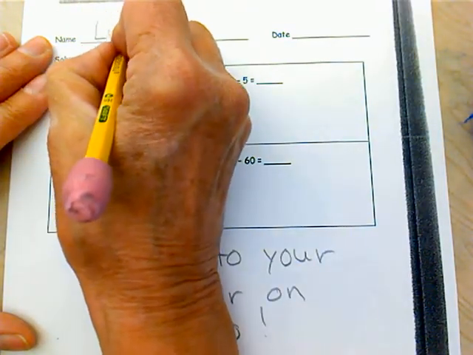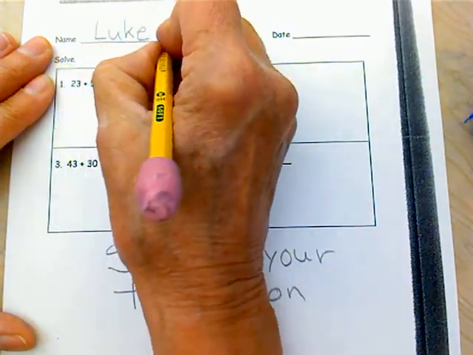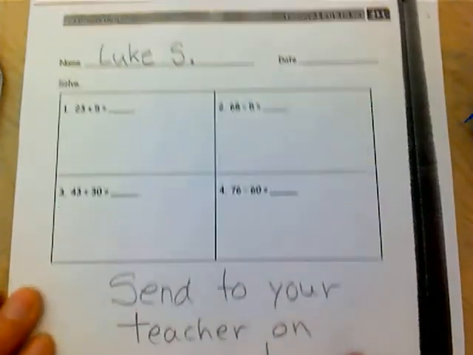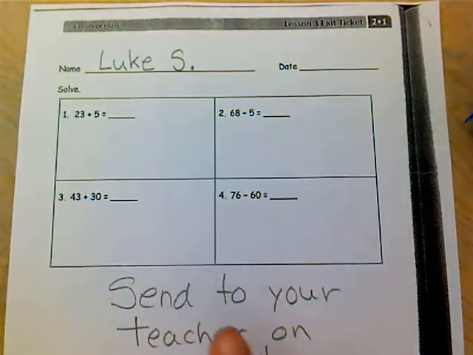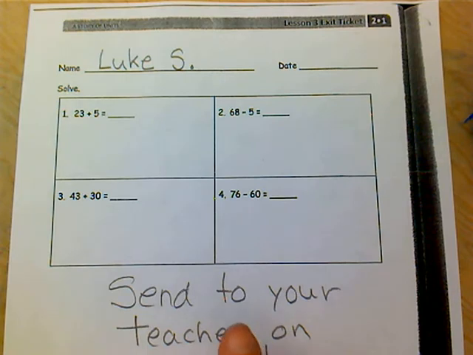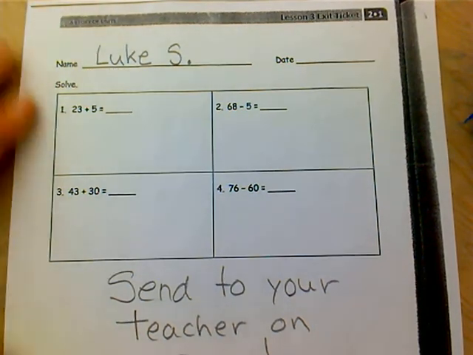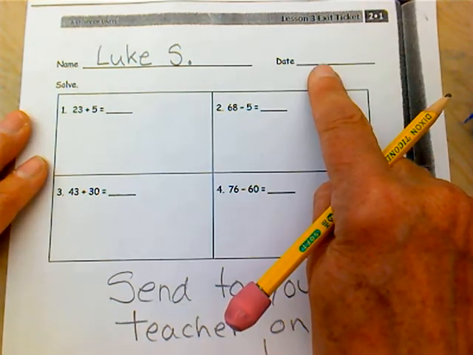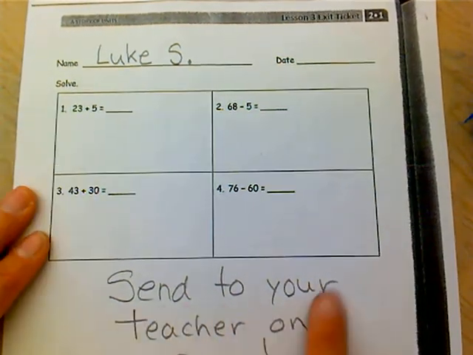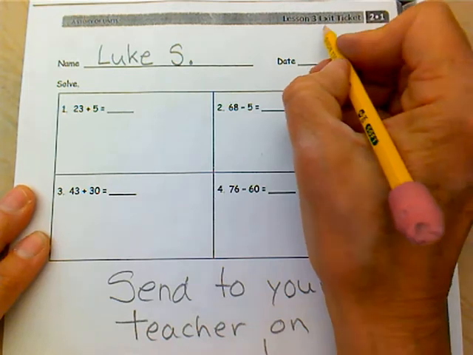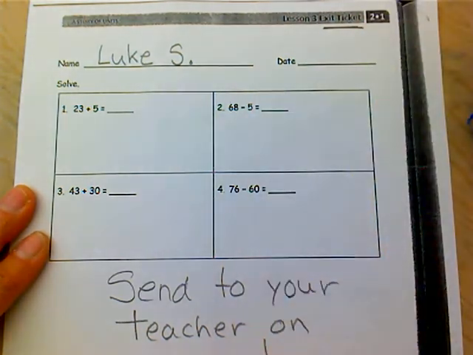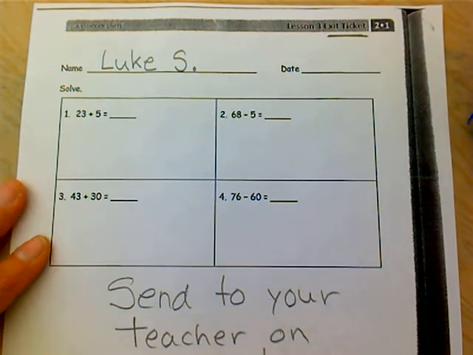Do not forget your name. Your teacher needs to know that this is you. So put your name nice and big up at the top. Don't forget the date, whatever day you're doing this one. And remember, this is the one thing that your teacher wants to see. She wants to see your exit ticket.